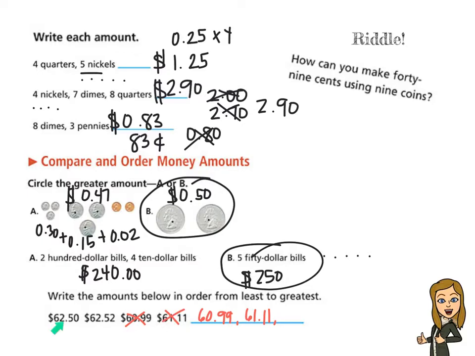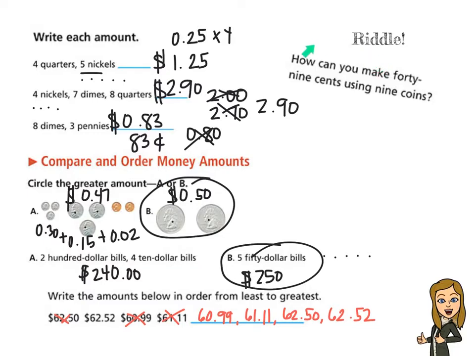Now we'll compare these two. I have 62.5. 0.5 still match, but then a 0 versus a 2. So this $62.50 will come next, which means that the greatest one is the $62.52.